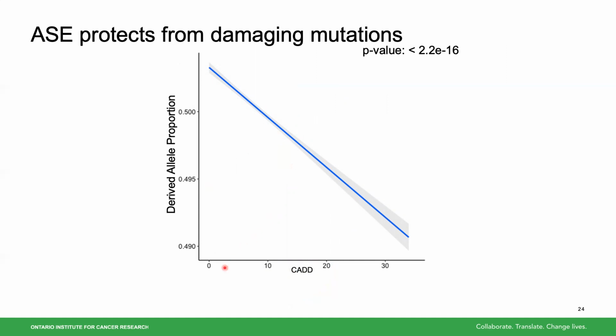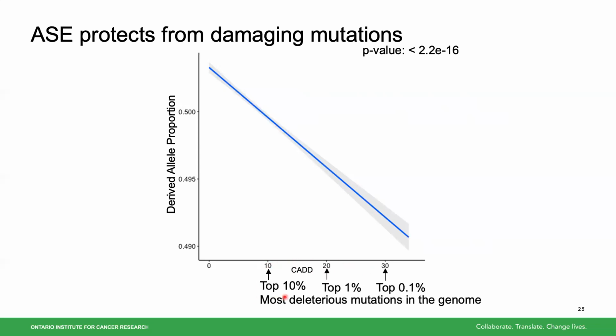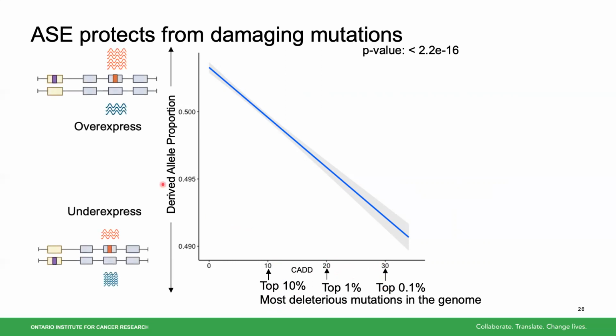On the x-axis, we're looking at CADD score. This measures how damaging a mutation is. So a CADD score of 10 shows us the top 10% most deleterious mutations in the genome, a CADD score of 20 is the top 1%, and a CADD score of 30 is the top 0.1%. And on the y-axis, I'm showing you the derived allele proportion, where anything above 0.5 is overexpressing the derived allele, and anything below is underexpressing the derived allele. And so what we see is this observed trend where we have this underexpression of highly deleterious mutations.